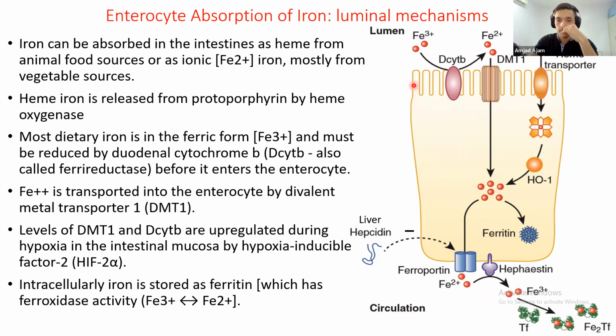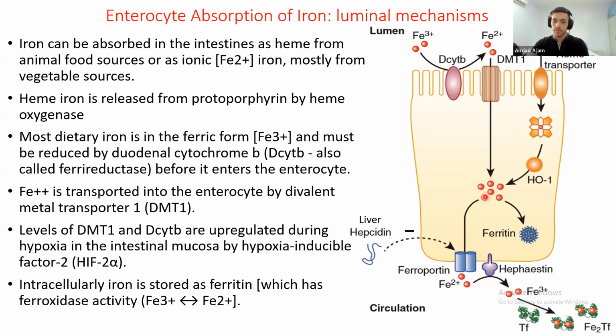So let's say you ate a meal that contains iron. Now we need something to convert this ferric iron to ferrous iron. We have something here on the plasma membrane called duodenal cytochrome B. The function of duodenal cytochrome B is to convert ferric iron to ferrous iron, because our body can only absorb ferrous iron. Then this ferrous iron will be absorbed through a transporter called DMT1, the divalent metal transporter, right here. Now this ferrous iron is absorbed.